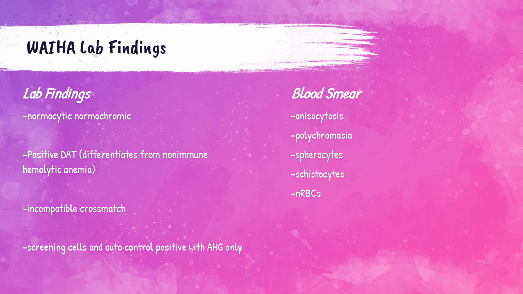The blood smear of a patient with warm autoimmune hemolytic anemia is going to have anisocytosis, so a variety of sizes of the red blood cells, polychromasia, which is due to an increase of reticulocytes from the marrow trying to compensate for blood loss, spherocytes and schistocytes, and nucleated red blood cells.